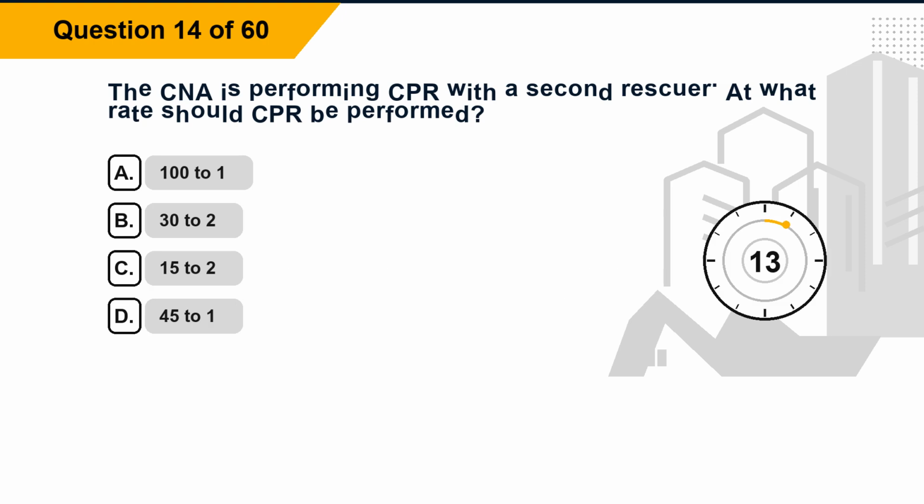Question 14. The CNA is performing CPR with a second rescuer. At what rate should CPR be performed? Option A, 100 to 1. Option B, 30 to 2. Option C, 15 to 2. Option D, 45 to 1.